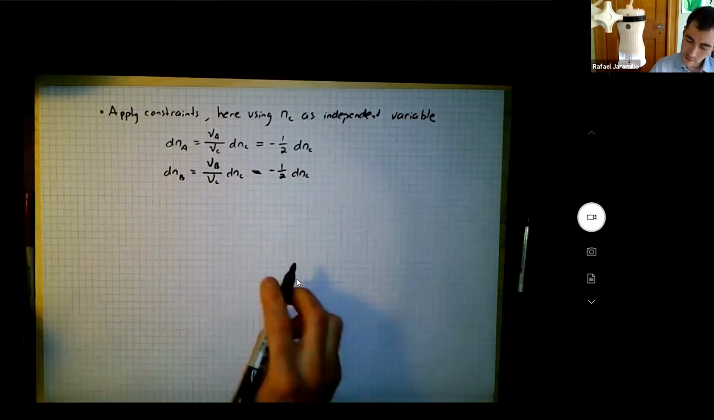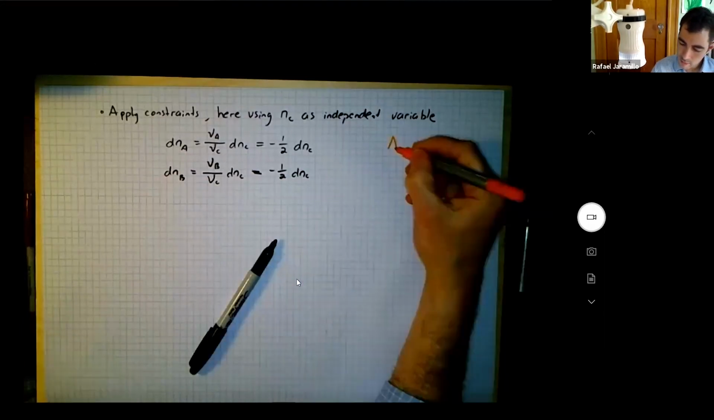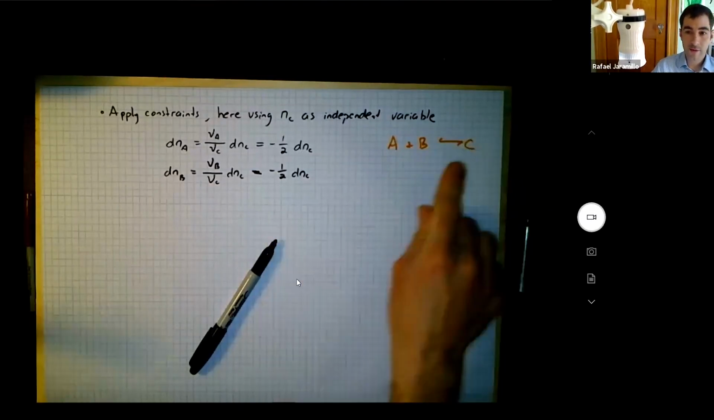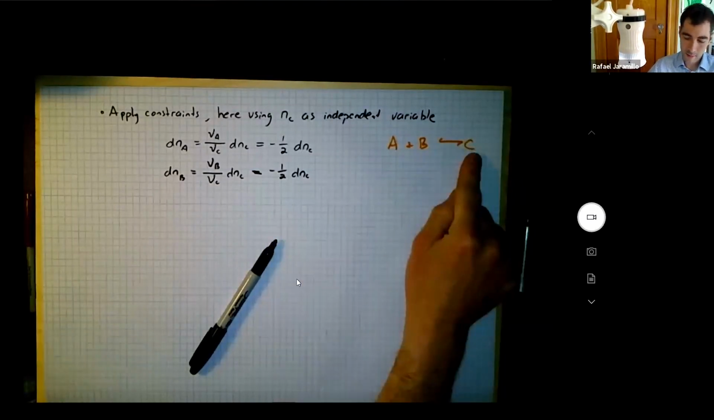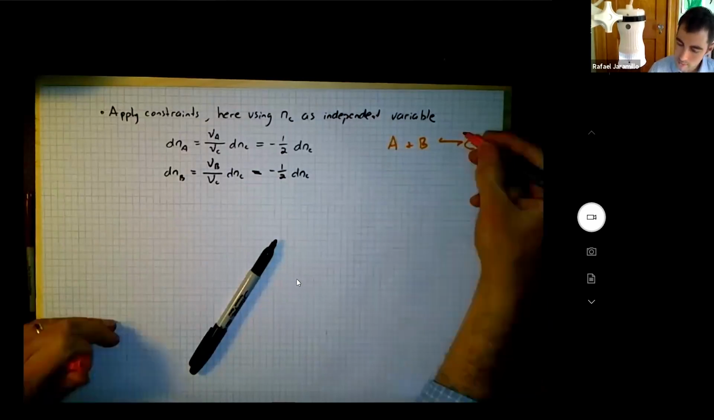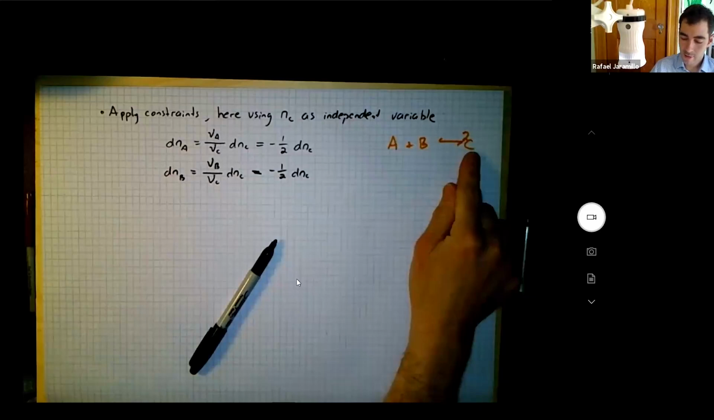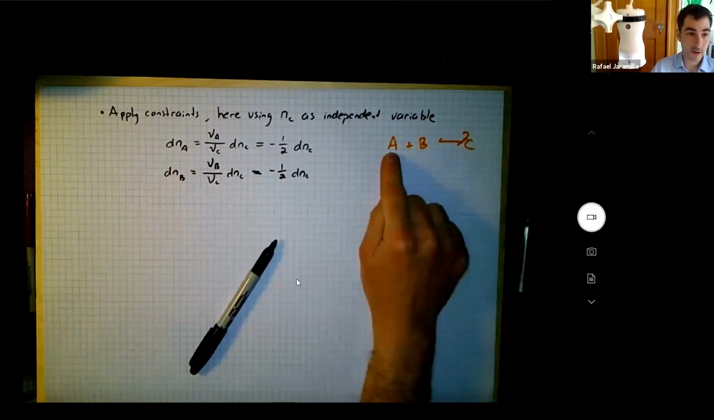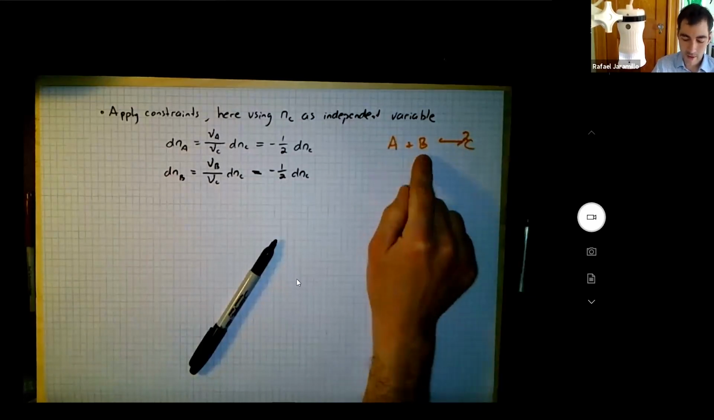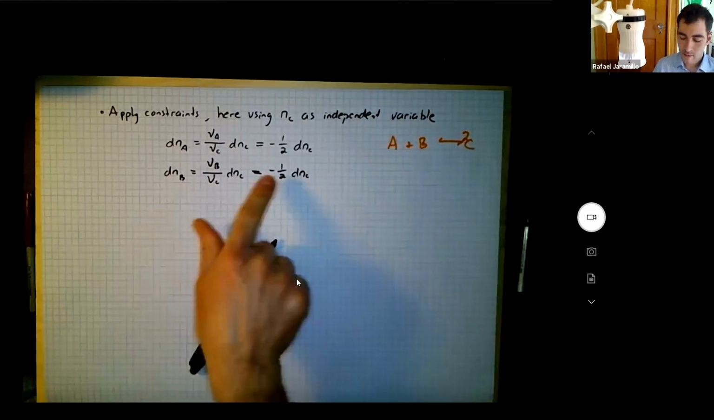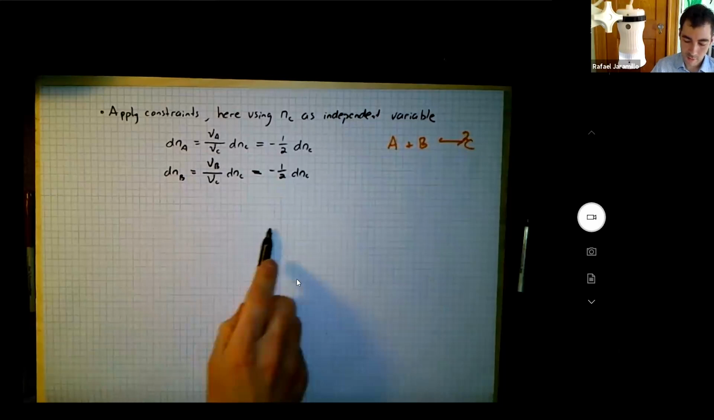Again, this sort of makes sense. A plus B going to 2C. For every 2 moles of C that are created, there's 1 mole of A and 1 mole of B that are destroyed. So it works out, right? For every 2 moles of C created, you destroy 1 mole each of A and B.